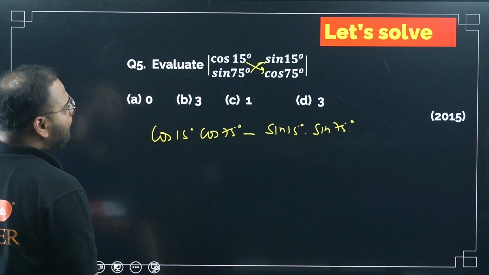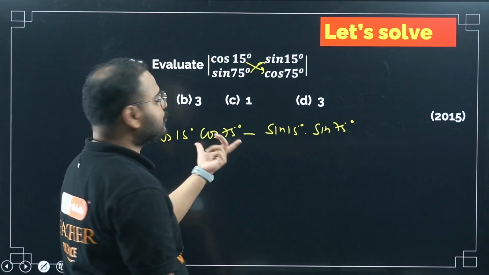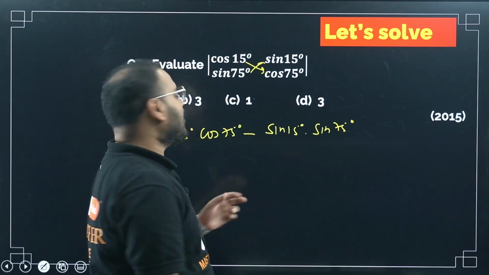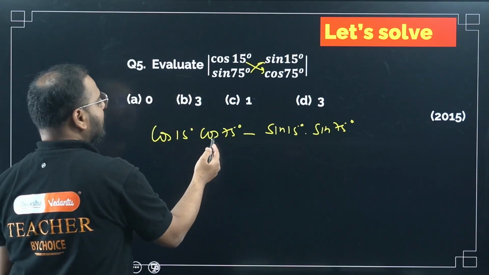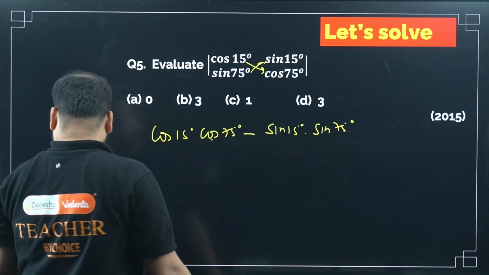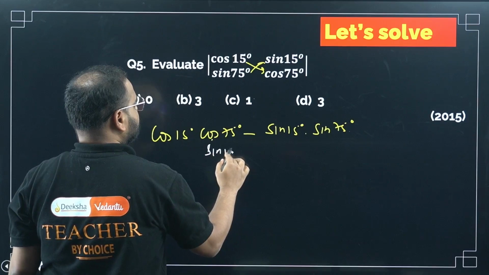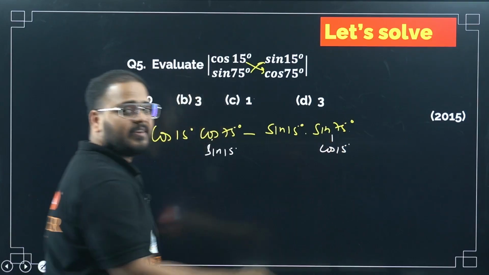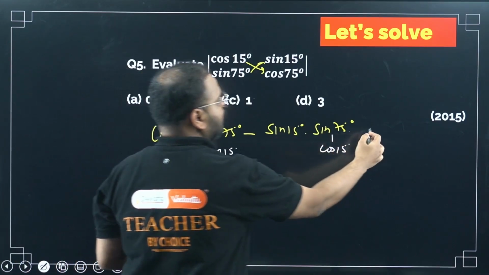You can solve this question in two different ways. You can solve it like a person from 10th grade can. How? Sine and cos are complementary. So this will become sine 15, and this will become cos 15, because of complementary angles 15 and 75. So sine 15, cos 15, sine 15, cos 15, answer is 0.